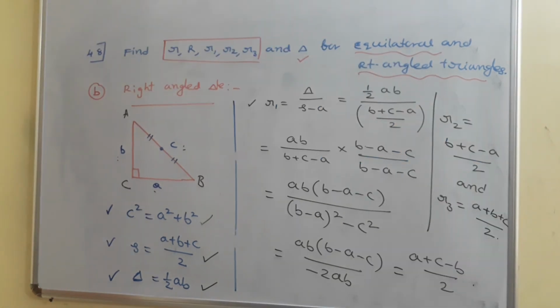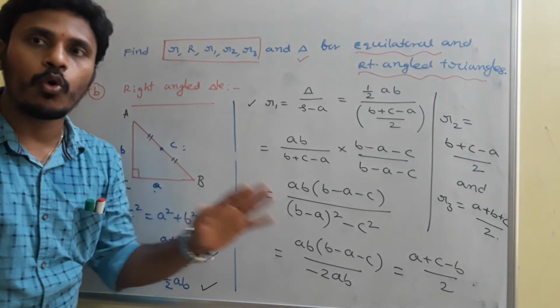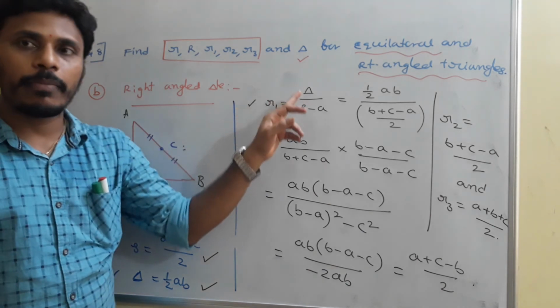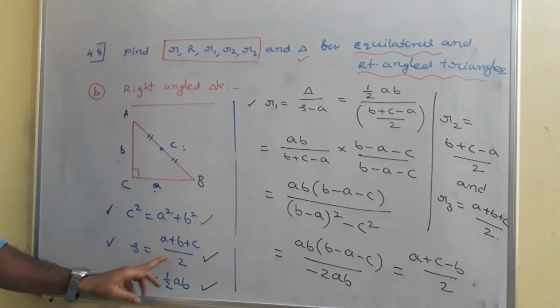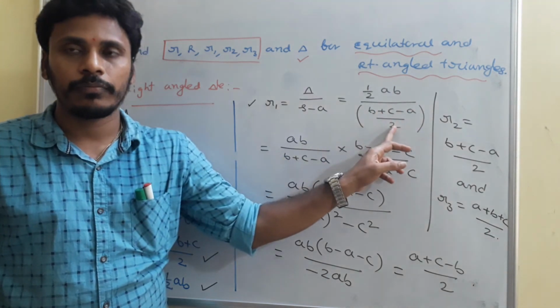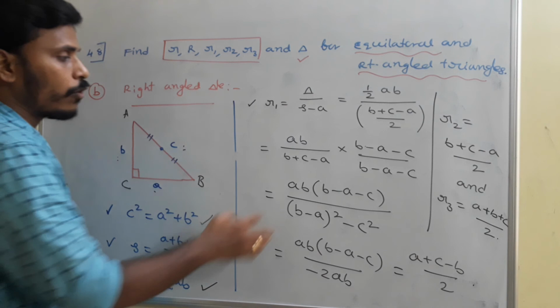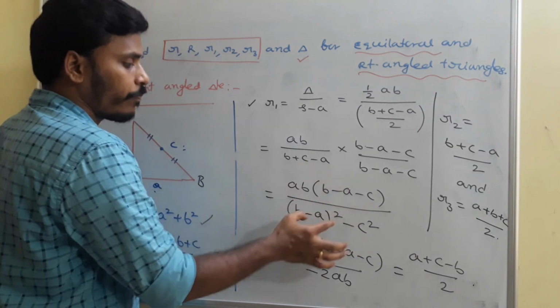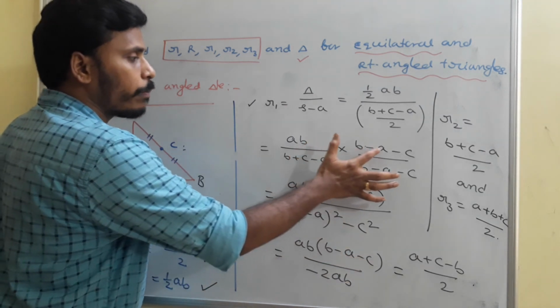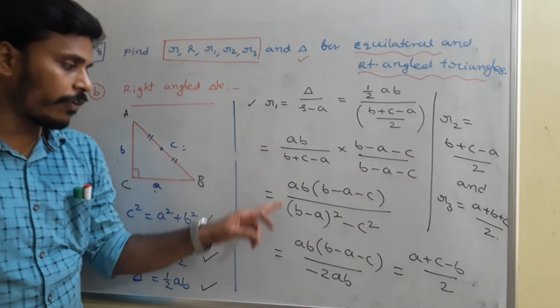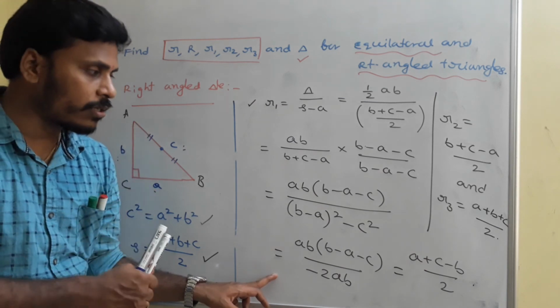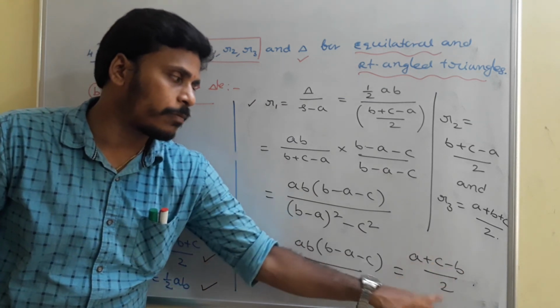Just once look at the board, okay? As we found the inradius small r, similarly you can calculate the exradii R1, R2, R3. R1 is delta by (S minus A). Delta is half AB, and S minus A is (B plus C minus A) by 2. Again we need to simplify. Now, to use this minus C square in this step, I am just multiplying with (B minus A minus C). So on simplification, as in the above case, you will get (A plus C minus B) by 2.